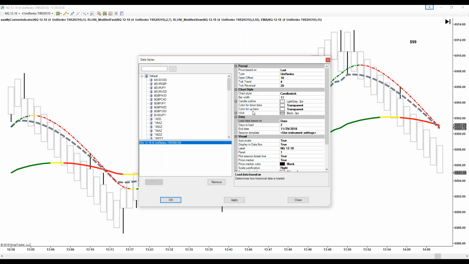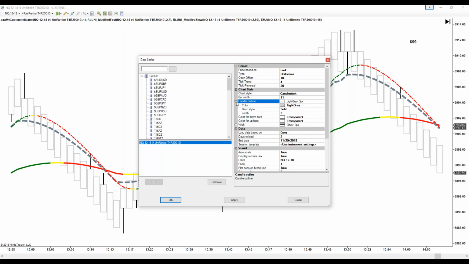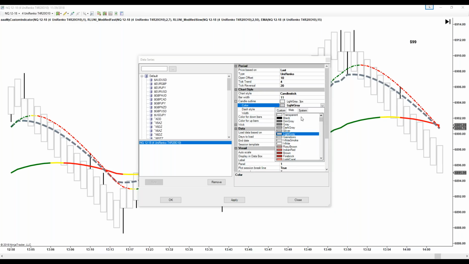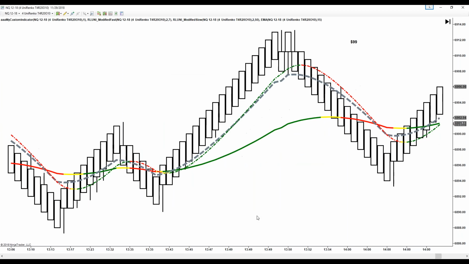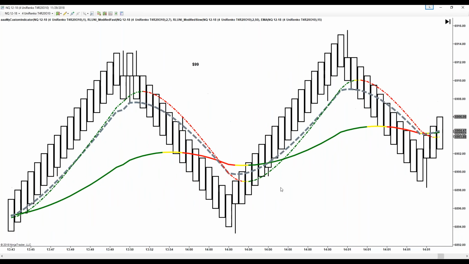Here's color for, hold on a second here. See, this is inside color. Inside color has got to be transparent. Candle outline can be any color that you want, but we just leave it as black. Like that. The restriction is this has to be clear inside.